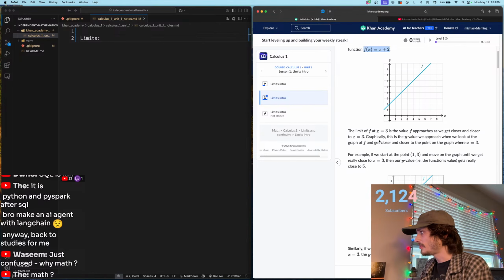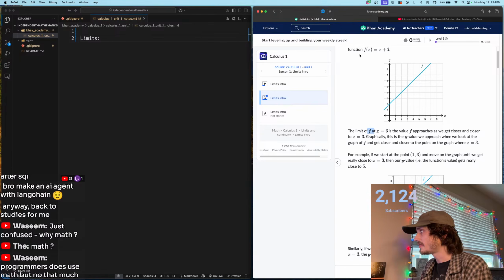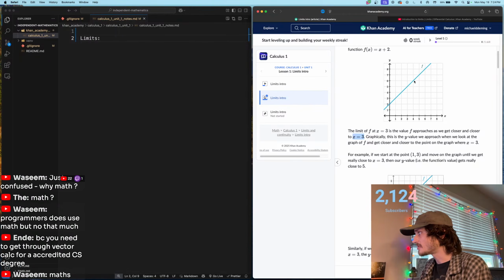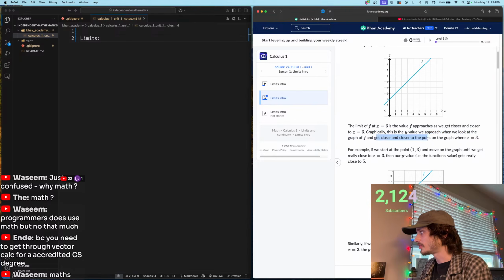Perfect. The limit of the function at x equals 3 is the value the function approaches as we get closer and closer to x equals 3. So as x gets close to 3 here, the value that we get to would be equal to 5. Graphically, this is the y value we approach when we look at the graph of f and get closer and closer to the point where x is equal to 3.